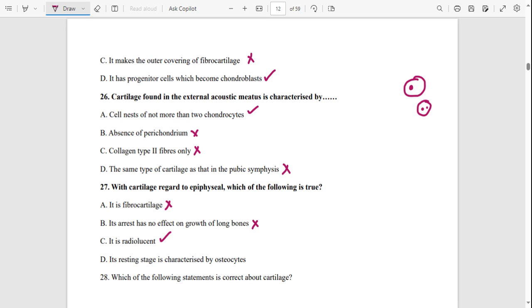The hyaline cartilage. Its resting stage is characterized by osteocytes. Is that true? That is not true. So the best answer here would be C. All right, C.